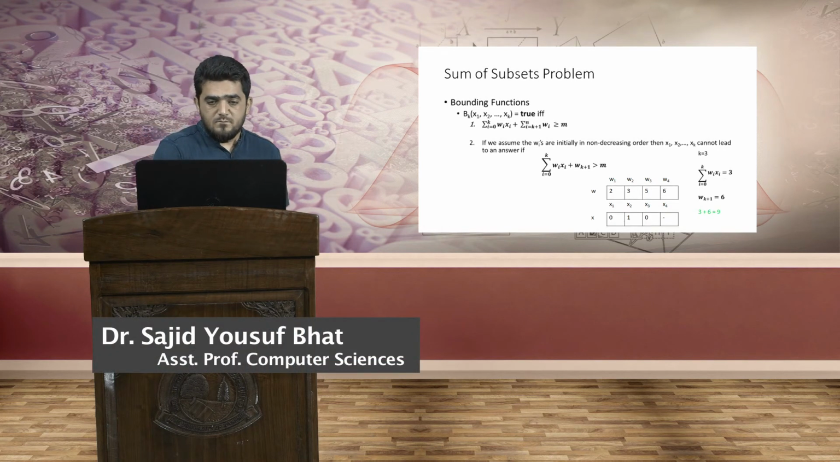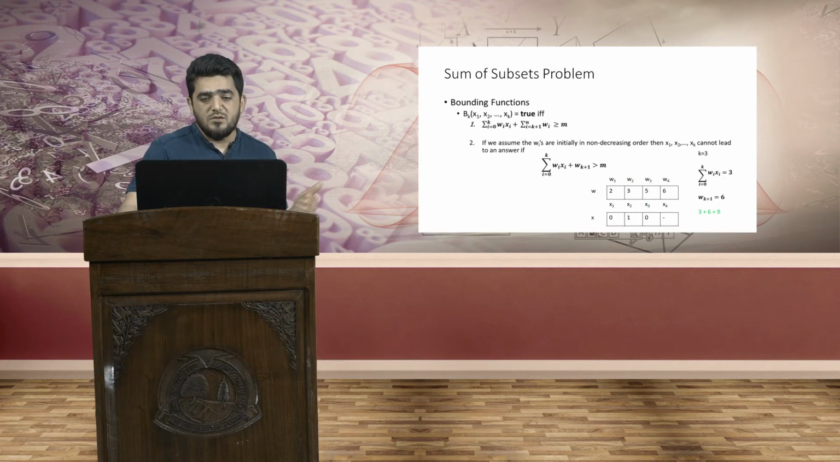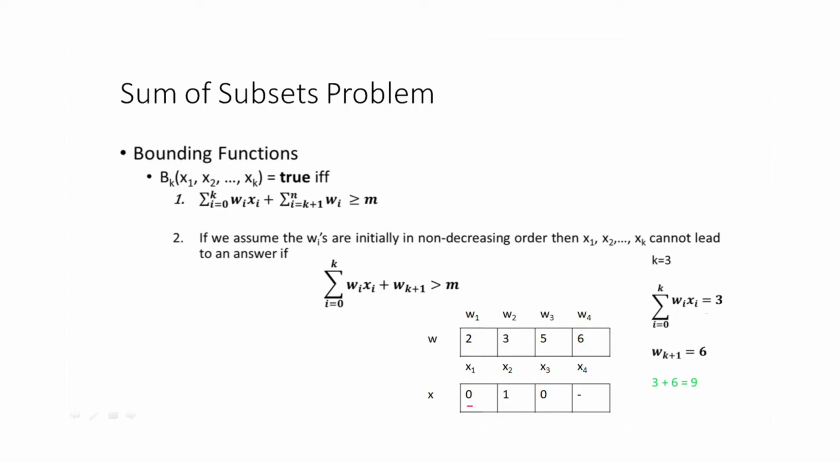Similarly, in this example, if the tuple so far is x1 equal to 0, x2 equal to 1, x3 equal to 0, and we test this with the condition k is equal to 3, the sum of the weights so far is equal to 3. The corresponding solution value here is 1 for the item with the partial solution. So we are considering 3, we are not considering 5, so the sum of the weights so far is equal to 3.